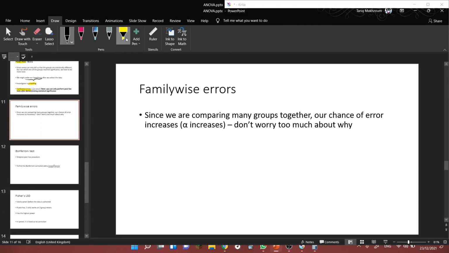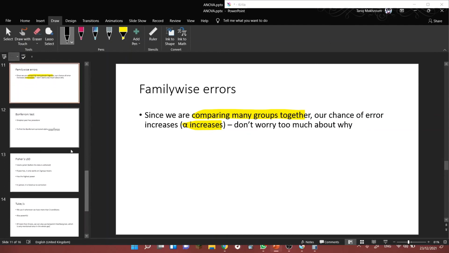So that's our family-wise error again. We're comparing many groups together. So our alpha, or the chance that we reject the null hypothesis even though it's true, is going to increase. Okay, so you don't have to worry too much about why. It's just that as we increase the groups, the alpha increases.